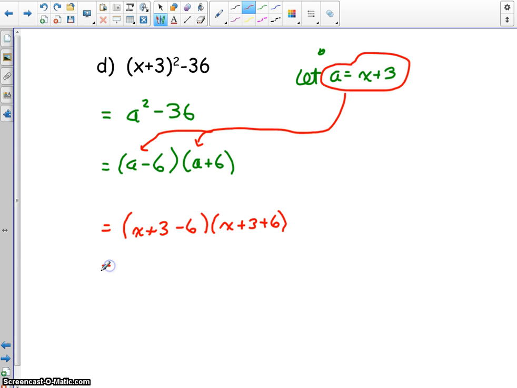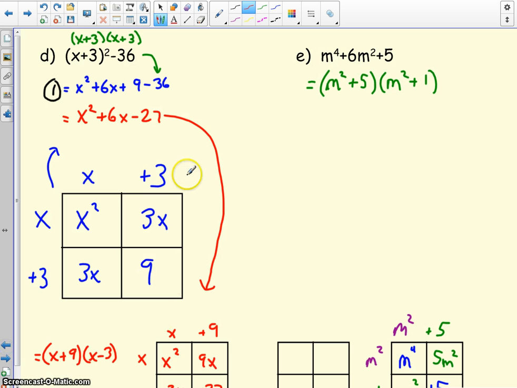Once I simplify inside the brackets, 3 − 6 is −3, so I get x − 3. x + 3 + 6 is x + 9. So I end up with the exact same thing I did before, but potentially having it go a little bit faster. Yeah, just keep that in mind. Always look for faster ways if you can.